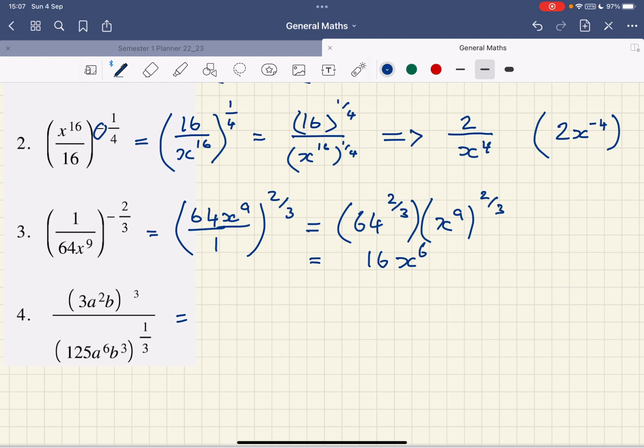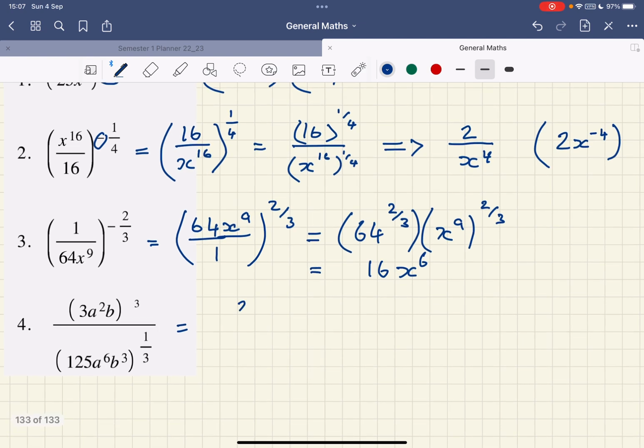Okay, this one here. Let's distribute this cube through this bracket. So we have 3 cubed, which is 27. We have a to the power of 6 and b to the power of 3. This b has a power of 1 that we don't actually write. Now we're going to do 125 to the power of 1/3, which is 5. We have a to the power of 6 times 1/3, which gives me a to the power of 2. And we have b to the power of 3 to the power of 1/3, which is b.